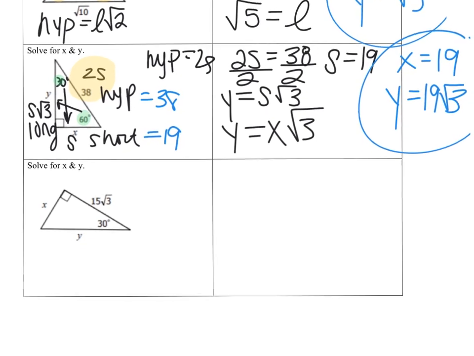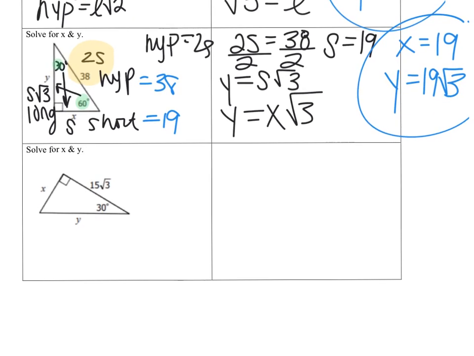Okay, let's move on to the next example here. We've got another 30, 60, 90. So I've got 90 degrees, I've got 30 degrees, and now I also have 60. Again, my short leg is over here, my long leg is across from 60, and my hypotenuse is across from the right angle. Right now, I know that my long leg is equal to the short leg times root 3. I know what my long leg is.